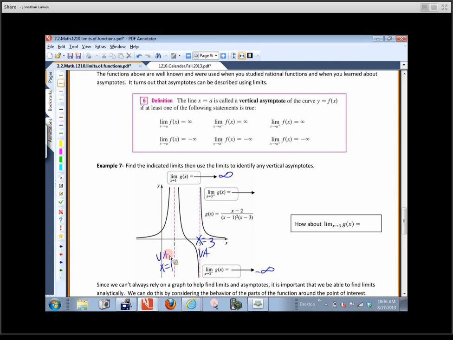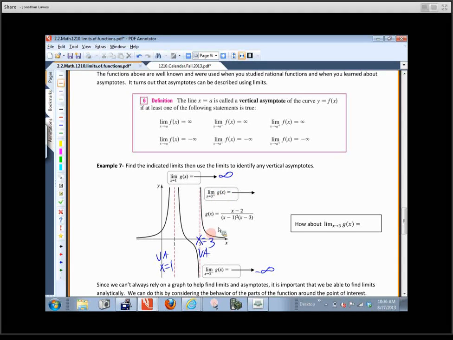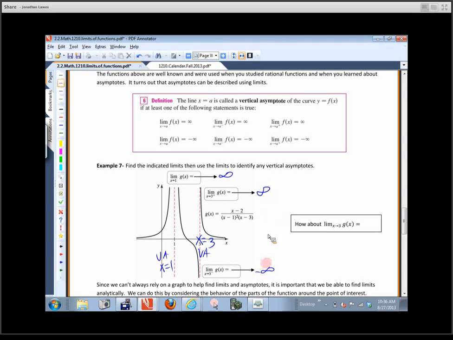Okay? If we check the behavior from the right side of 3, it's going to be positive infinity. Does it matter that the two of these don't agree? It doesn't matter. It does for the limit, but not for the vertical asymptote. As long as either one of those is positive infinity or negative infinity, you're going to have a vertical asymptote at that point of interest. And by the way, remember, if these two don't agree, the limit is not going to exist. Okay? Any questions?